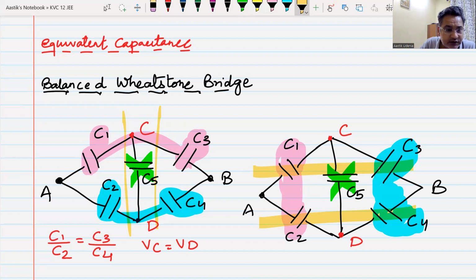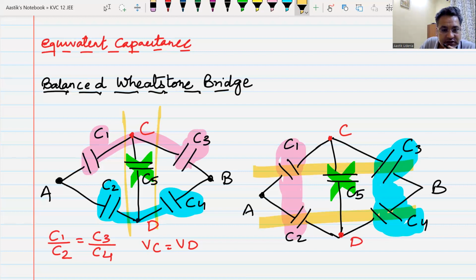Then I asked you to bring your SC Verma. Have you brought it? Yes or no? No one brought it. Well done. Yes, sir, you have brought it. Good.